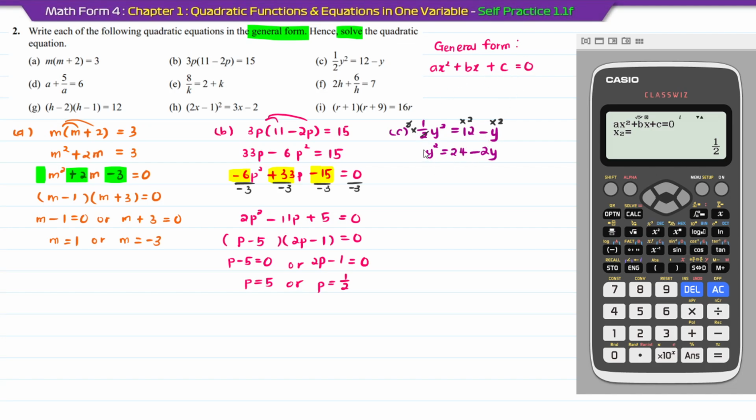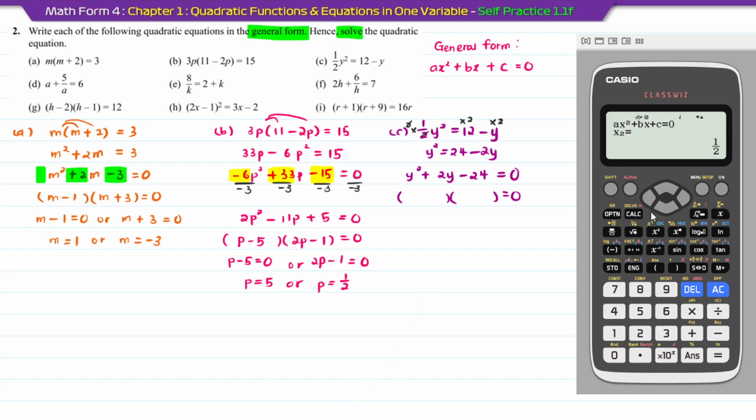So just rearrange it in general form. So I'm going to get y squared plus 2y and then minus 24, which is equal to 0. So later on, you can do the factorizations.